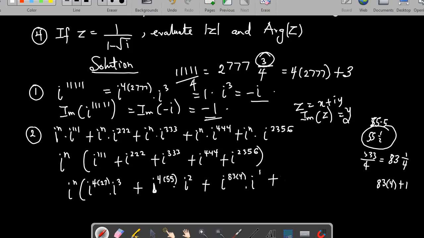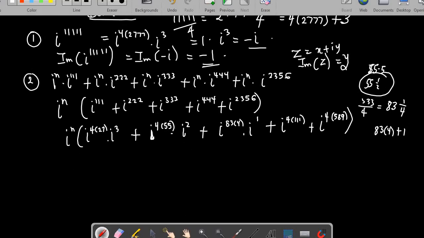Okay, and finally, we're not done. Then i to the power 444. You agree that that's just 4 times 111. That one is straightforward, which is just 1. Then plus, for 2356, you do 2356 divided by 4. That one too is straightforward. That will be i to the power of 4 times 589. Then you close your general bracket.